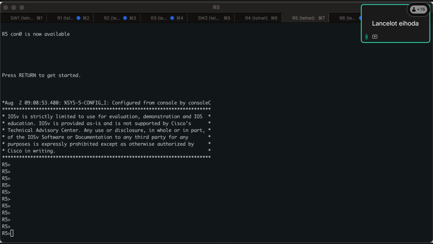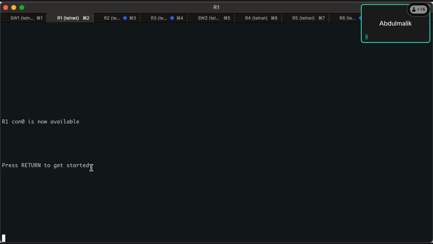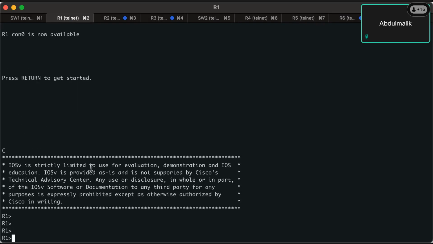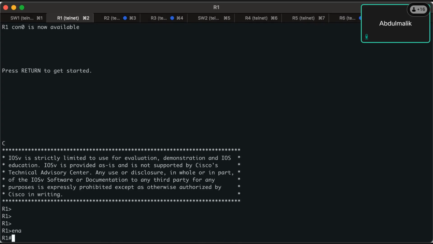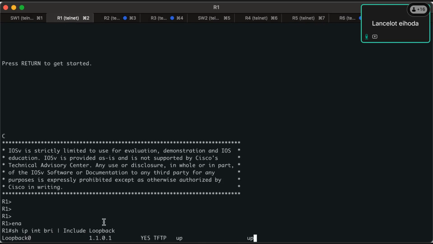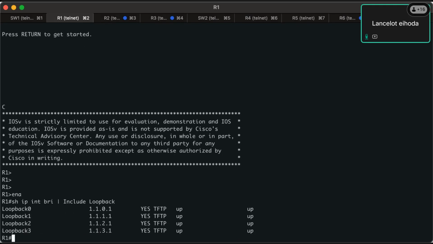Sorry, I was speaking, I was on mute. Configure R1 to summarize its loopback interfaces and advertise a single summary in the EIGRP AS100 routing domain. Okay. So it's loopback. So let's show IP interface brief, and include loopback. So this is the loopback.